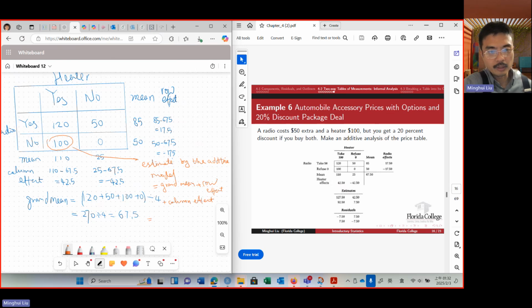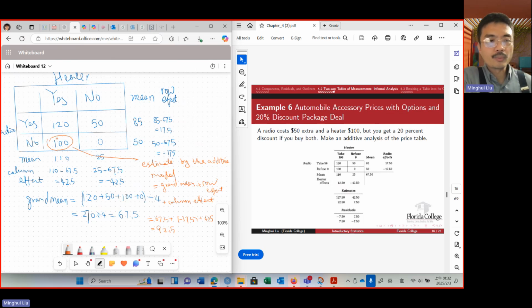So here, the grand mean is 67.5. And then because it's in the second row, the row effect is minus 17.5. So it's minus 17.5, you get 50, and then plus the column effect, which is 42.5. So if you do the math, you're going to get $92.5. So in other words, the additive model predicts that you're going to spend about $92.5 on this entry.